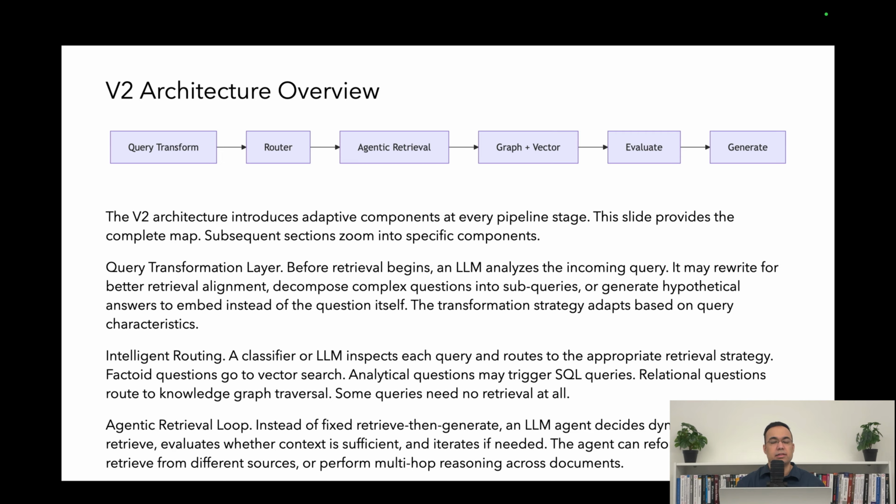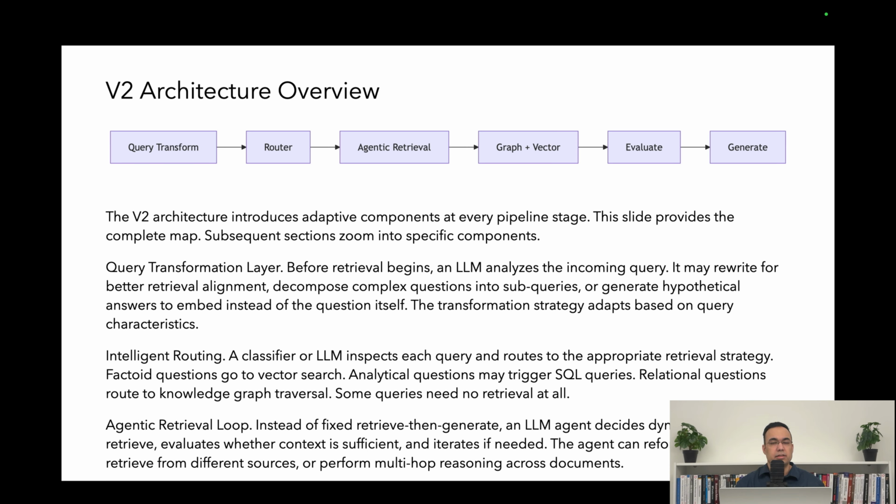The second addition is intelligent routing. A classifier or LLM inspects each query and routes it to the appropriate retrieval strategy. Factoid questions go to the vector search, analytical questions may trigger SQL queries, relational questions route to knowledge graph traversal, and some queries might actually need no retrieval at all.